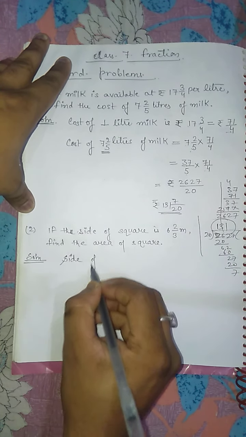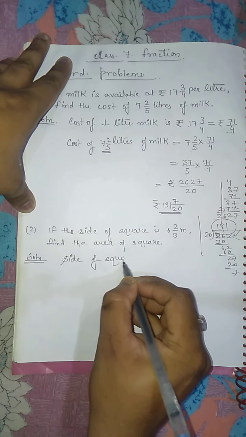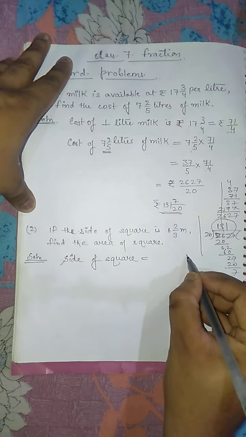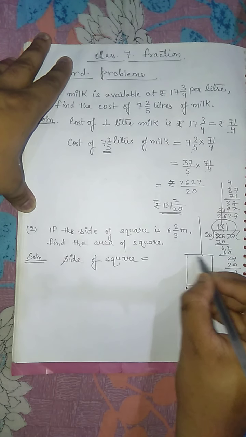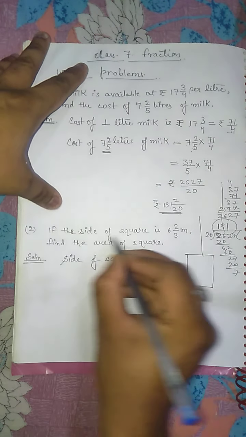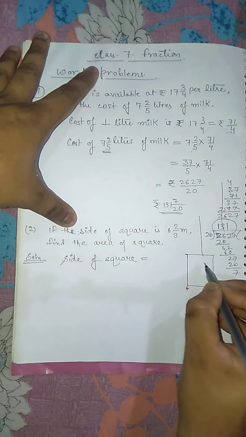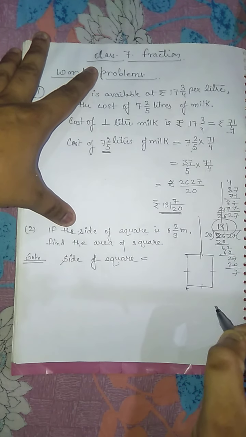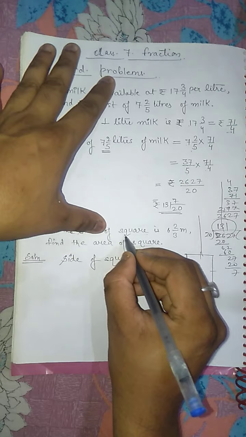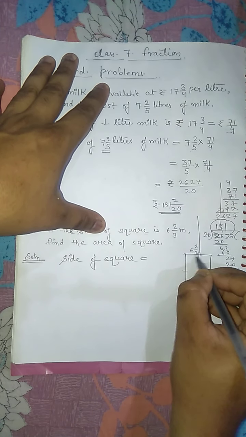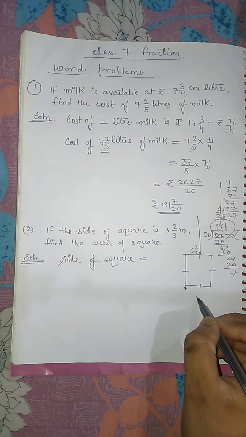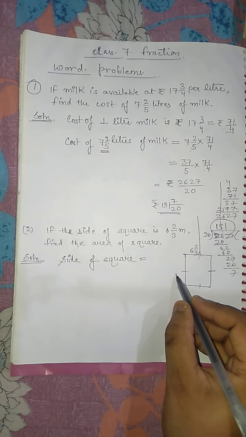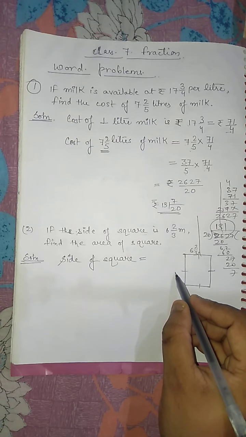Side of a square is how much, given? Suppose this is your square. So in a square there are 4 sides, and all sides are equal in a square. So side of the square is 6 whole 2 upon 3. So this side is also 6 whole 2 by 3. This side is also 6 whole 2 by 3. This side also 6 whole 2 by 3.